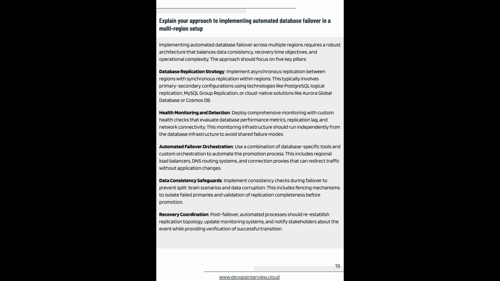Today, we're going deep into something that's absolutely crucial to the internet as you know it. Automated database failover in a multi-region setup. Now, stick with us even if that sounds like heavy tech jargon, because this is really the invisible safety net beneath almost every online service you use.